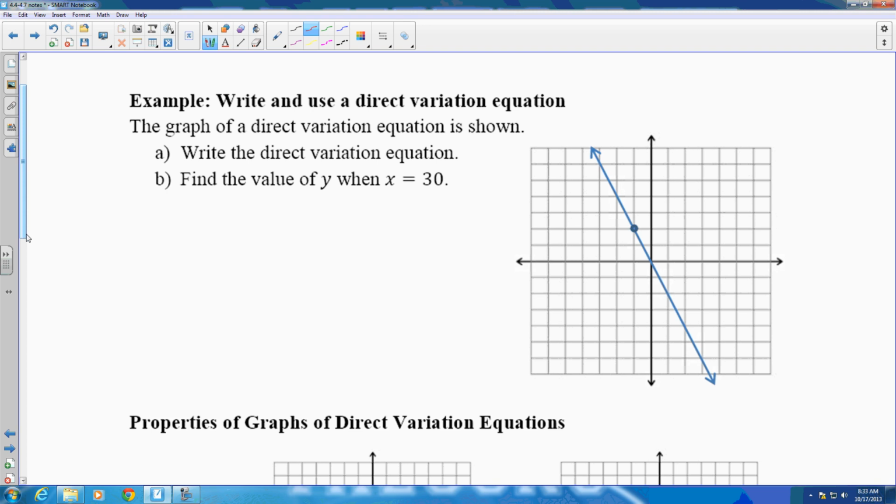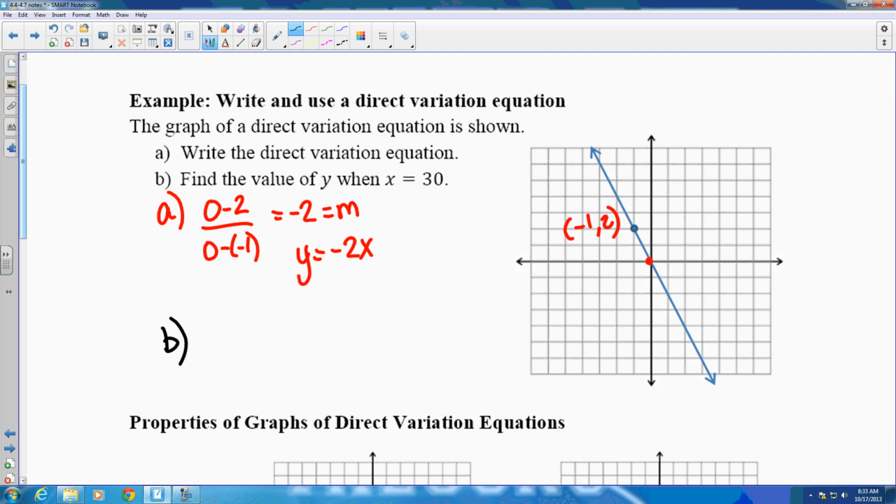Okay, now we're given a graph, and we have to figure out what the equation is from that. Well, we know it's direct variation because it goes through 0, 0, and we're going to use this point, that's -1, 2, to figure out what the constant of variation is, which is the slope. So, to find the slope, we need our 2 points. Here's 0, 0. So we're going to have 0 minus 2 over 0 minus -1. So our slope is -2, which means our equation for direct variation is y equals -2x.